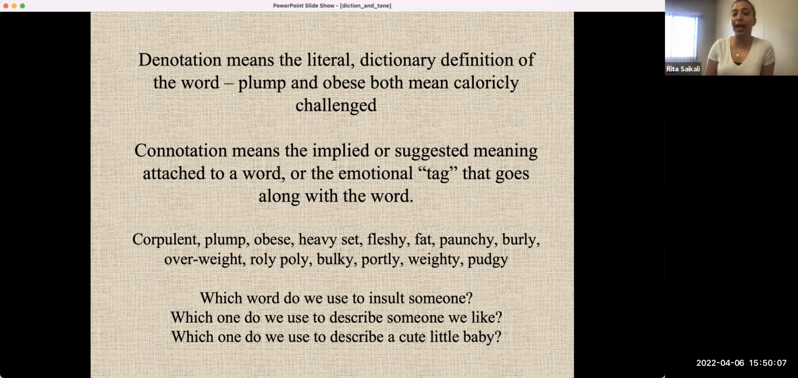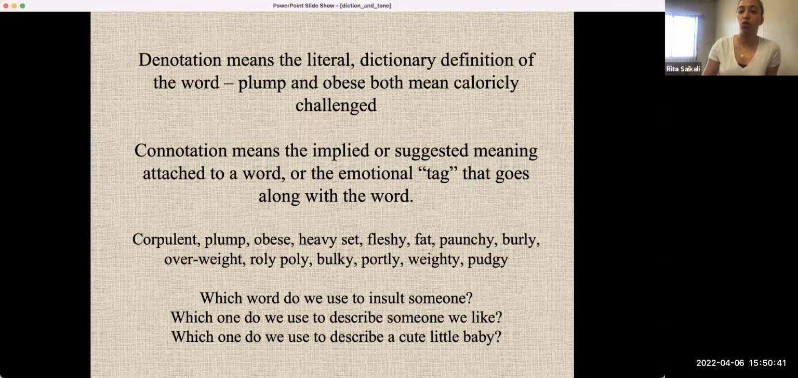If you call a guy bulky, it's probably a compliment, right? Like he's bulking up, he's getting big. But if you look at that guy and say, well, you're really heavy, that's not a compliment, even though they mean the same thing, right? Each word has a tag associated with it. And so we continue. Does that make sense? And when you're looking at diction, understanding these emotional tags will help you know what the author's trying to say.